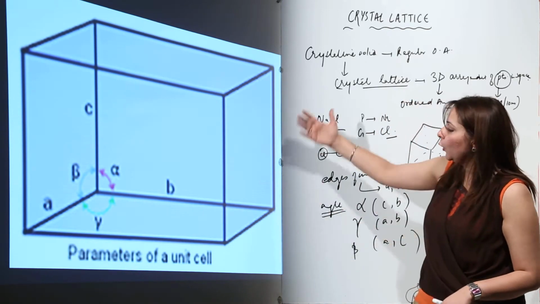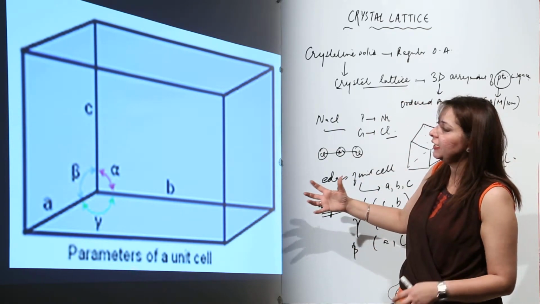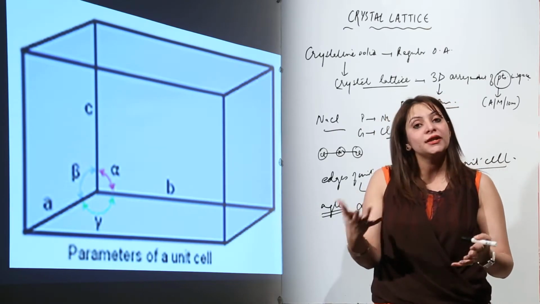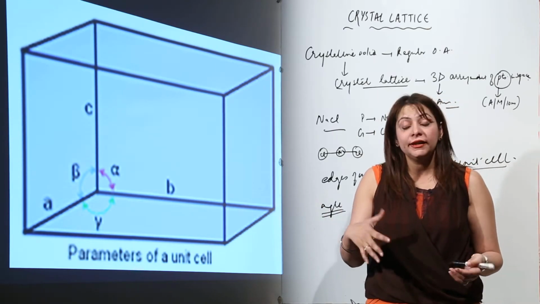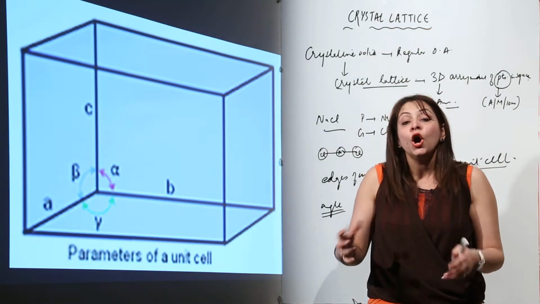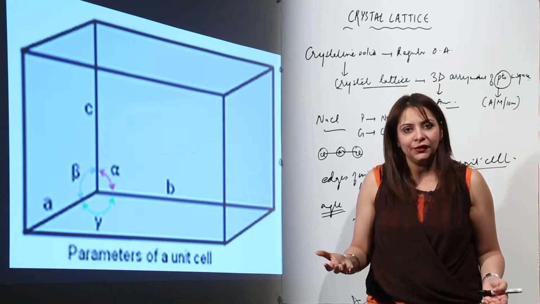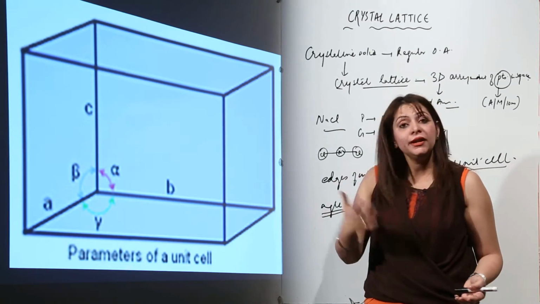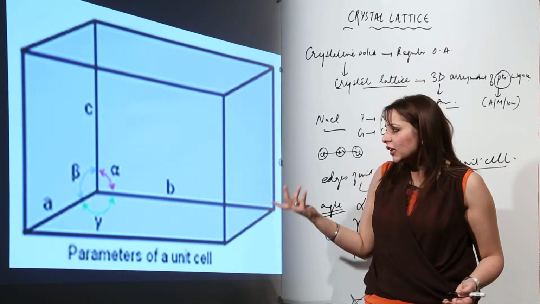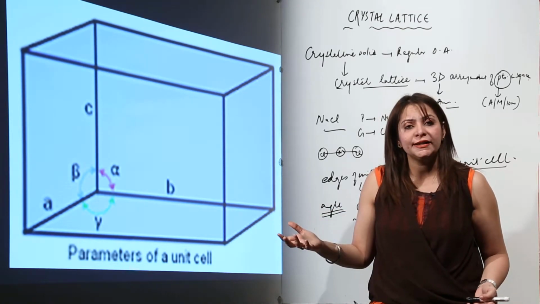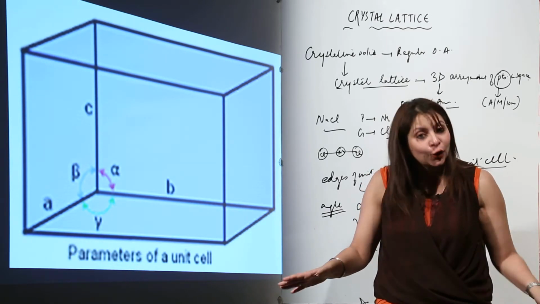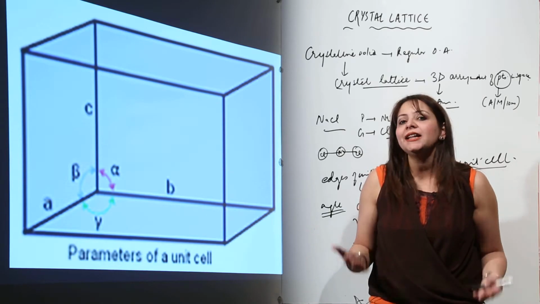So this is how we need parameters to define a unit cell. As we have seen, we have different sides, A, B, C, and it is possible that 2 sides are equal, or 3 sides are equal, or none of the sides are equal. Likewise it can happen with the magnitude of the angles as well: sometimes all angles are equal to 90 degrees, sometimes 2 angles are equal to 90 degrees, sometimes the angles are not at all equal to 90 degrees. So that means anything can happen.